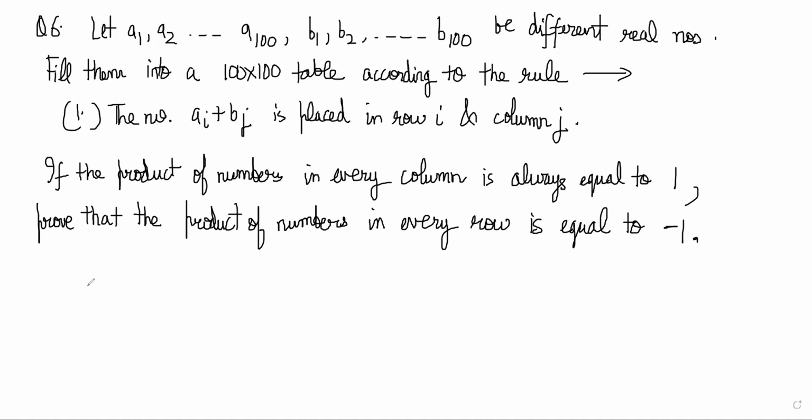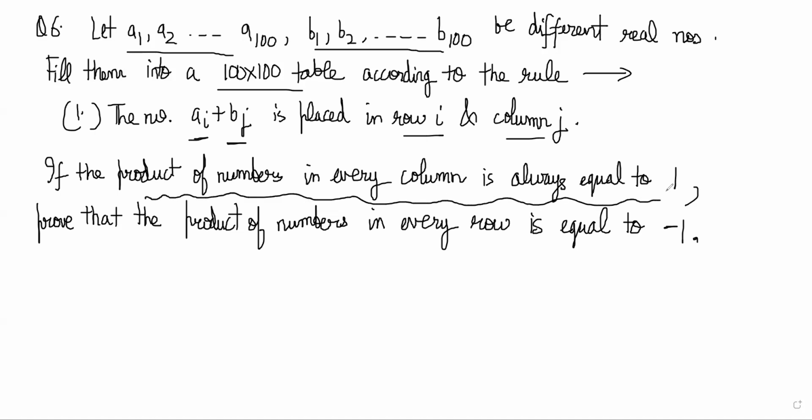Now in this problem, first we have to get a sense of what is happening. So let's look at it. A1 to A100, B1 to B100 are different real numbers. We are filling them in a 100 cross 100 table like this. The number Ai plus Bj is placed in row i and column j. And they have said the product of numbers in every column is equal to 1. And we have to figure out what is the product of numbers in every row, right? So let's draw a table and try to think what is happening here.